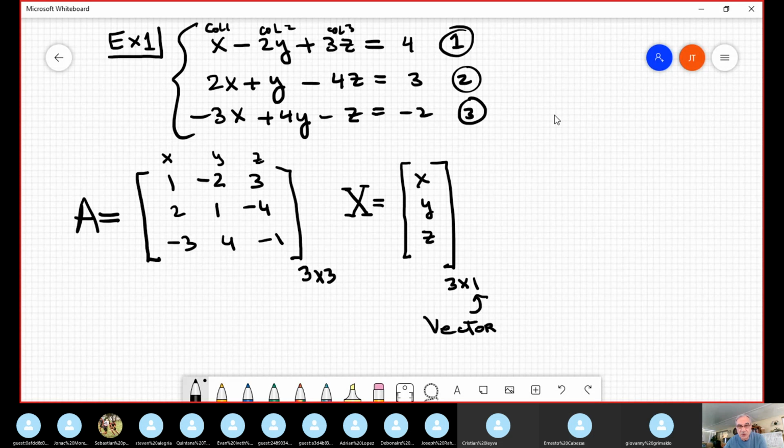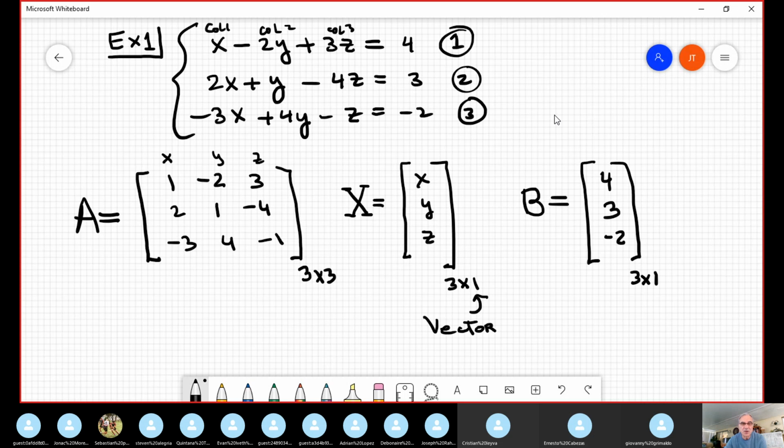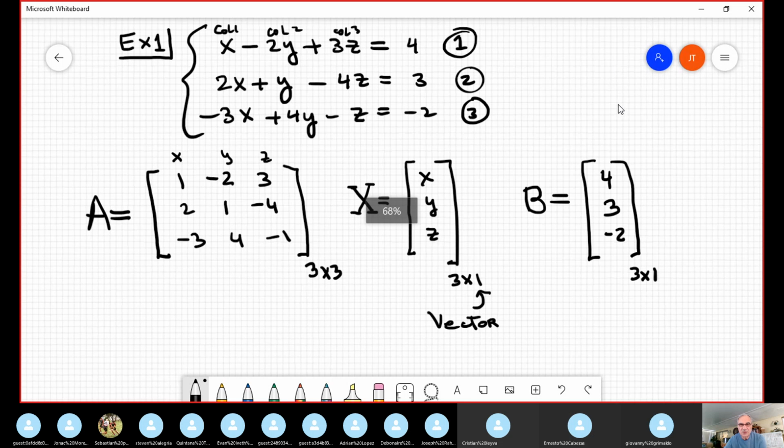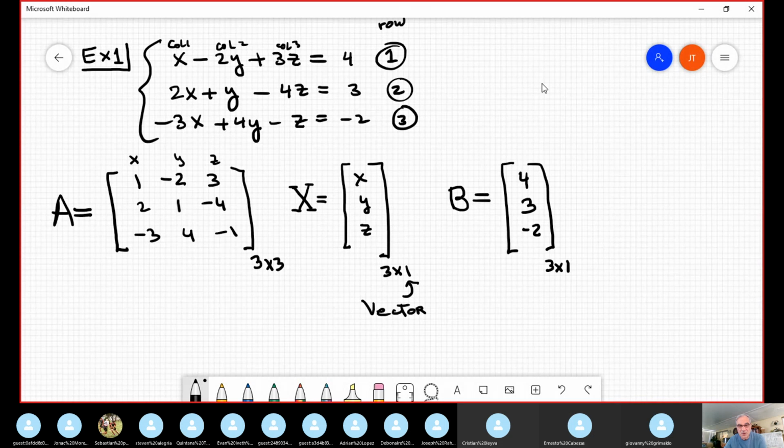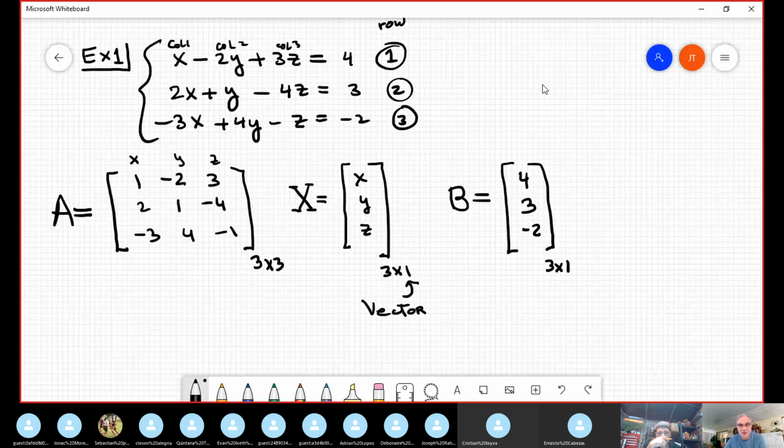For example, I took this, I call it capital B: 4, 3, and negative 2. It is the numbers on the right-hand side. Again, it's a vector, 3 by 1. Now, let's do it now. You can express this linear system of equations in matrix form like that.